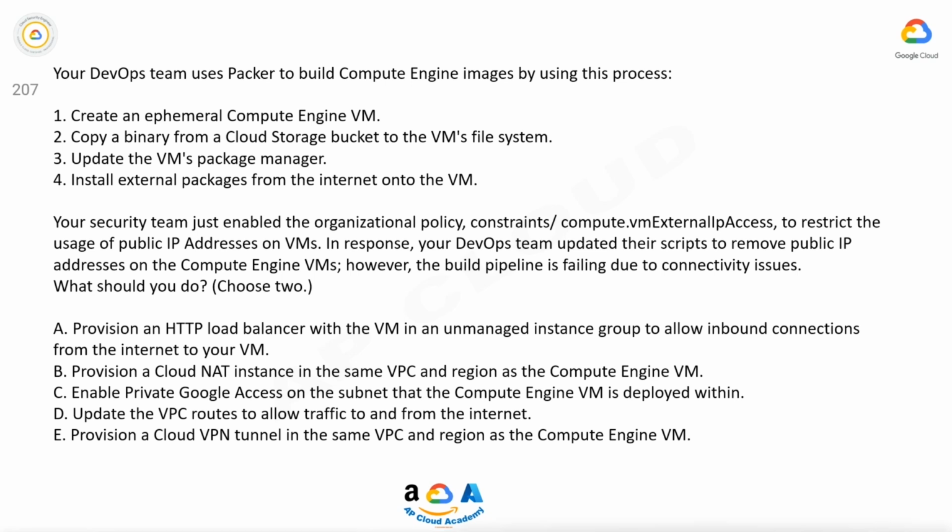A. Provision an HTTP load balancer with the VM in an unmanaged instance group to allow inbound connections from the internet to your VM. B. Provision a Cloud NAT instance in the same VPC and region as the Compute Engine VM. C. Enable Private Google Access on the subnet that the Compute Engine VM is deployed within. D. Update the VPC routes to allow traffic to and from the internet. E. Provision a Cloud VPN tunnel in the same VPC and region as the Compute Engine VM.